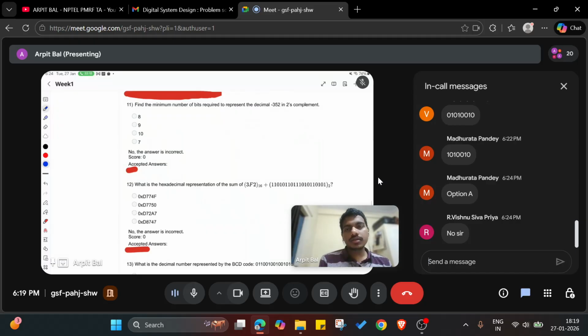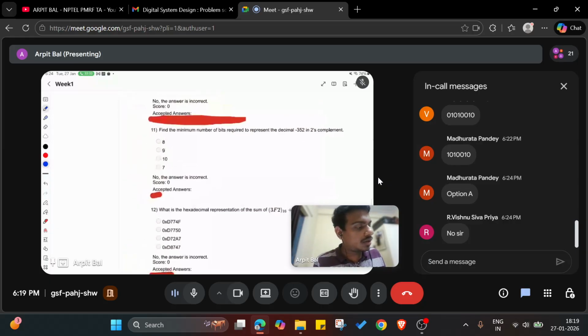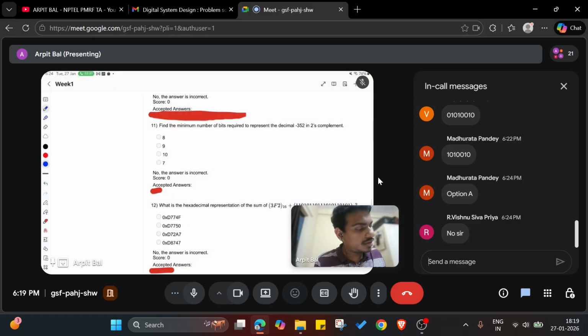In the next question, we are supposed to find out the minimum number of bits required to represent the decimal minus 352 in 2's complement. There is a shortcut to it, but let me go through the normal procedure. What I will do is I'll try to find out the minimum number of bits required to represent 352.